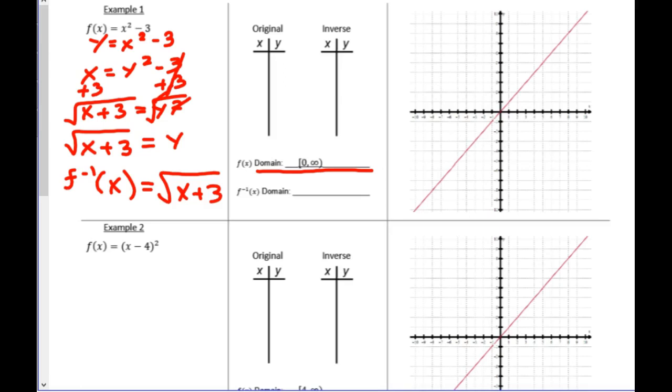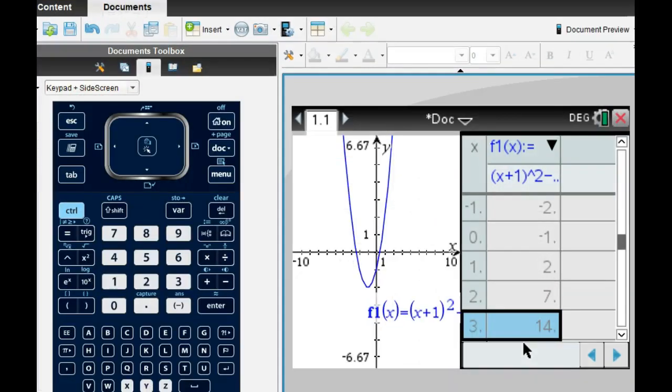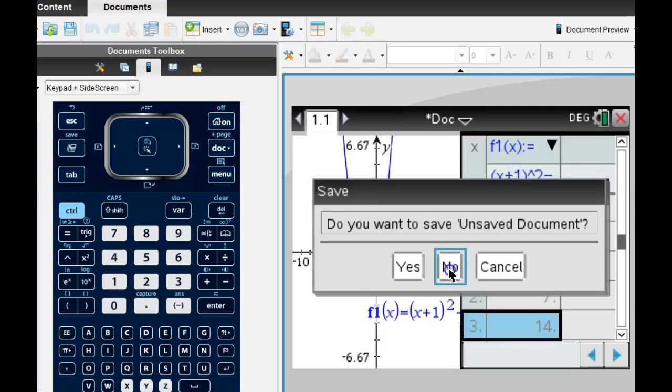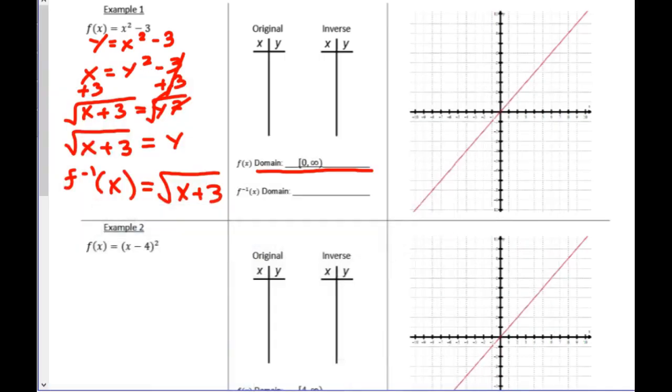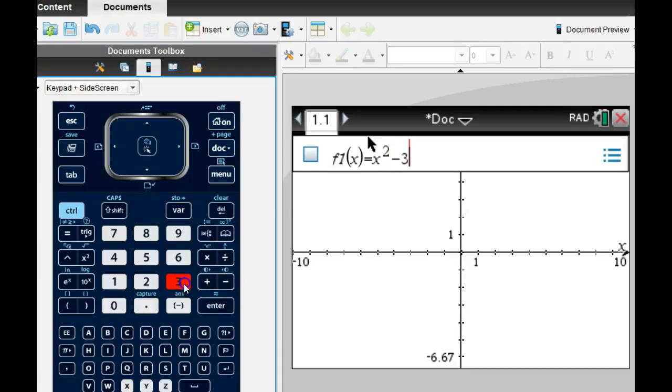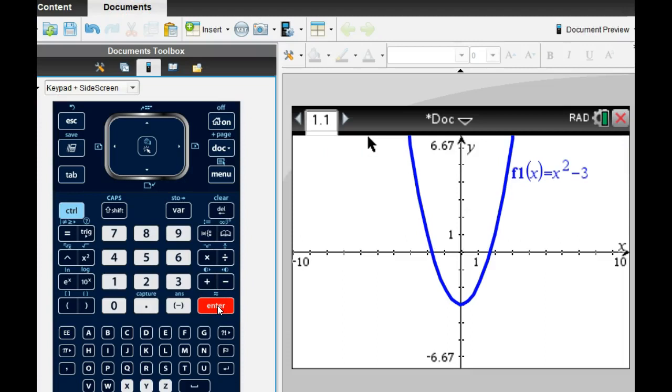So first of all, let's graph this thing. The original graph is x squared minus 3. Let's go to our calculators, go to new document, go to graph, x squared minus 3. Now where's the vertex? You can see it right here. What's this point right here? The coordinates are 0, negative 3, right? So the first point on our table is going to be 0, negative 3, right?